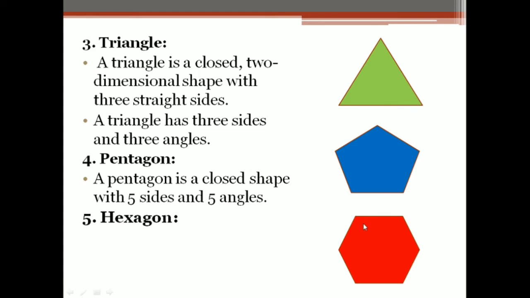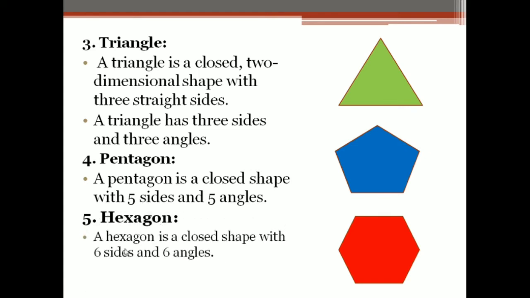So let's see what a hexagon is. A hexagon is a closed shape with 6 sides and 6 angles, right? Is it correct? Right, it is correct. So just count that it has 6 sides and 6 angles. So you can easily say that a hexagon is a closed shape with 6 sides and 6 angles.